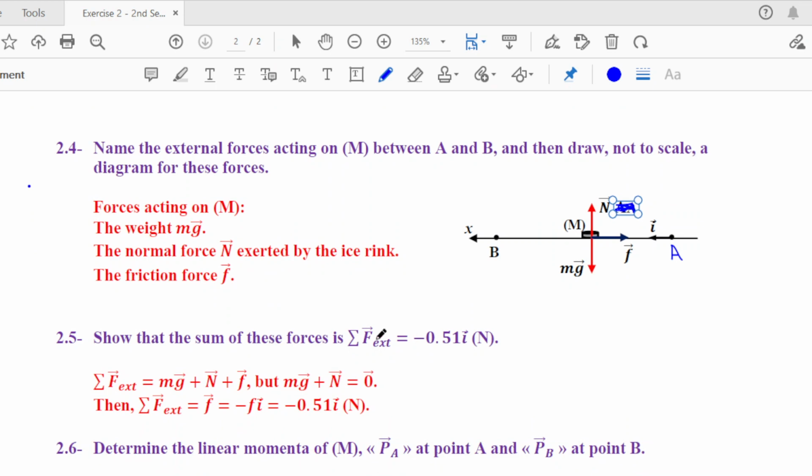Show that the sum of these forces is sigma F equals minus 0.51 i. Now sigma F external represents the sum of all external forces acting on M. Sigma F equals weight mg plus N plus F. M is moving along the x-axis, there is no motion along the y-axis, therefore the vertical forces are balanced. So mg plus N sums to zero.